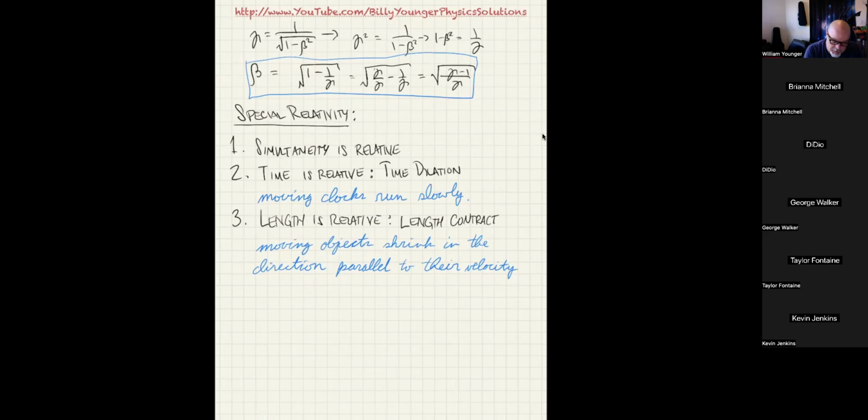So those are the first three things that happen, but it turns out momentum's changed. Kinetic energy's changed. And the famous expression E equals mc squared is introduced. So let me show you these quantities.